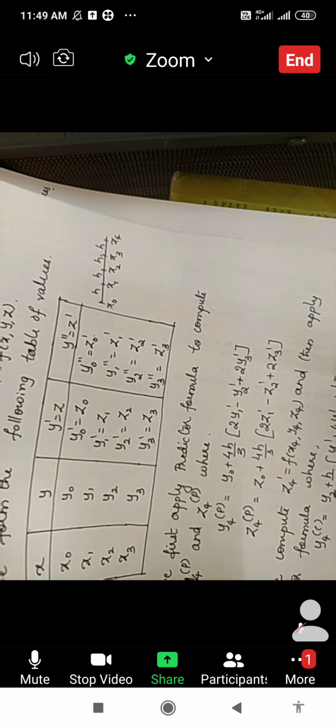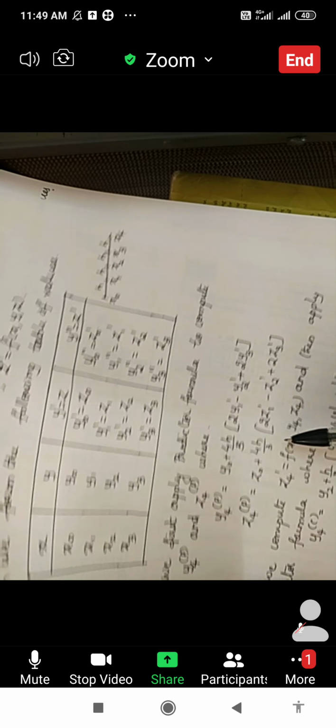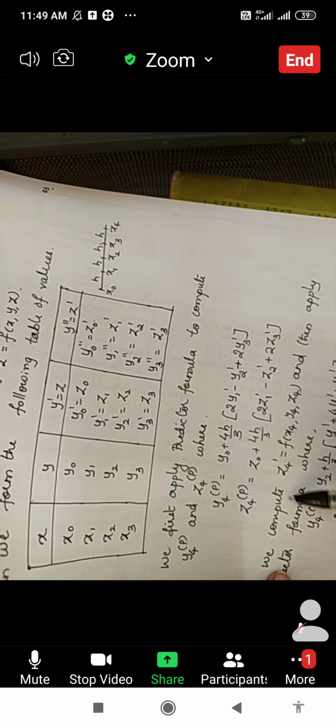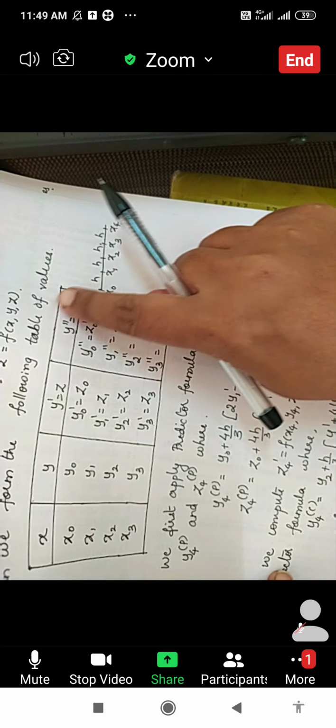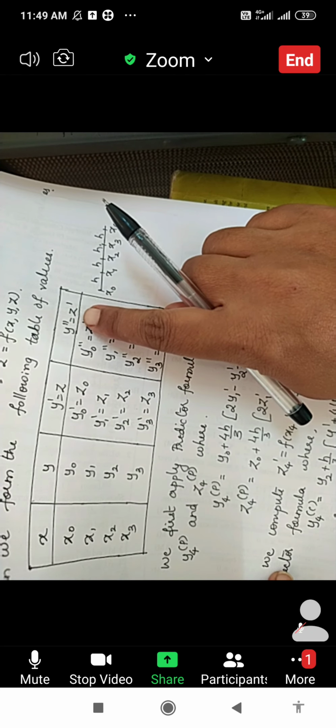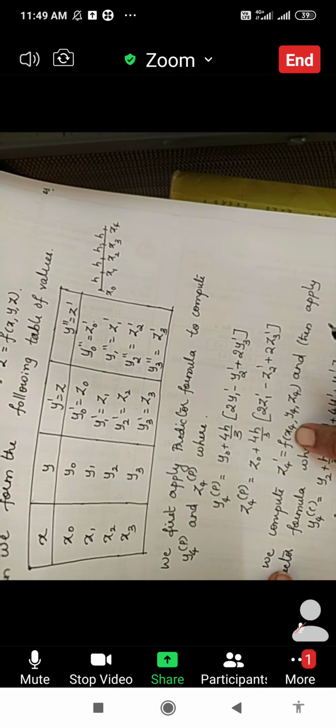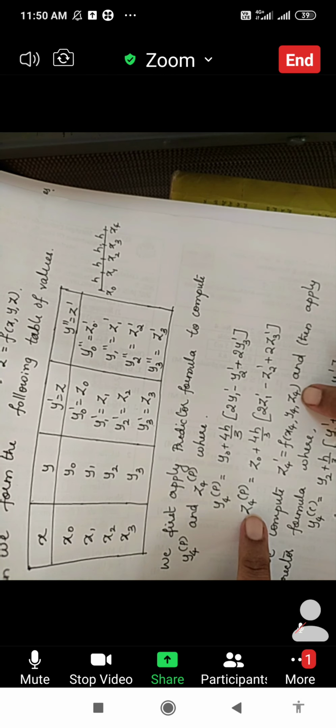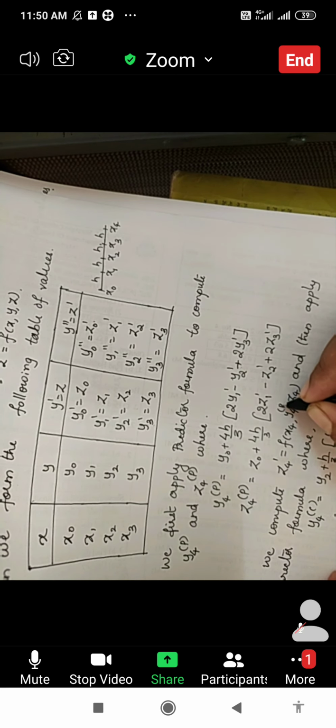Clear? After the predictor formula, before going for the corrector, we have to calculate one thing, that is z4 dash. z4 dash is nothing but f of x4, y4, z4. How can we get it? Using this relation. This z dash relation will be there, no? You just change all the x to x4, y to y4 predicted, z to z4 predicted.